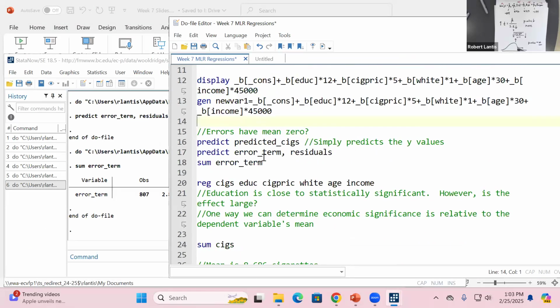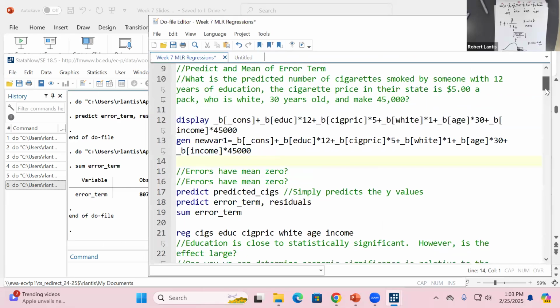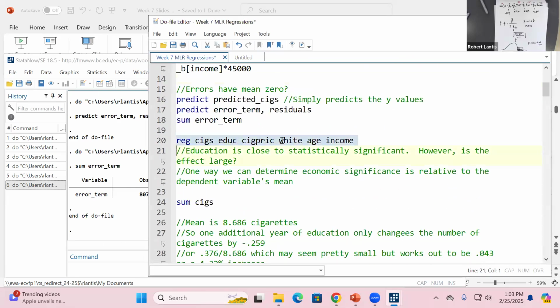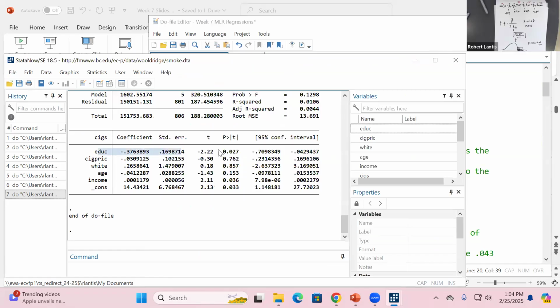So let's say, scrolling around too much here. There we go. So I'm going to run this regression where I try to predict cigarette use with these same variables that we had before. Now I'm going to look and see, okay, education looks like it has, at what levels would it have be statistically significant?